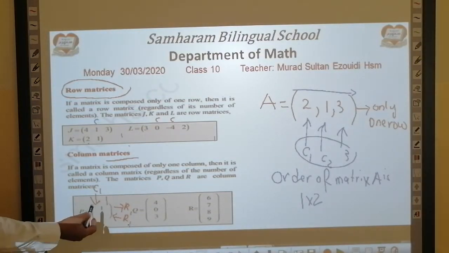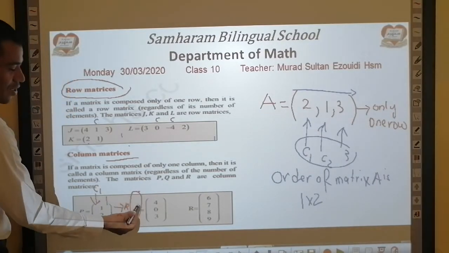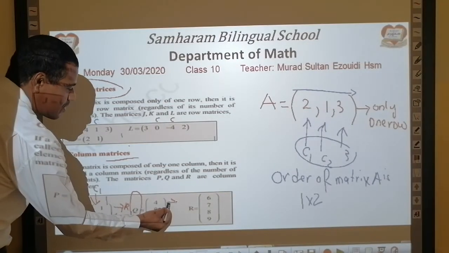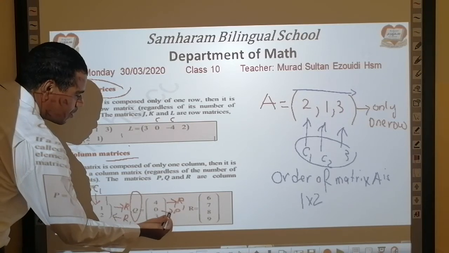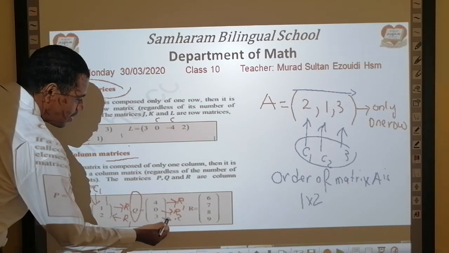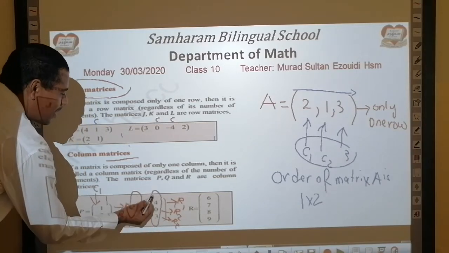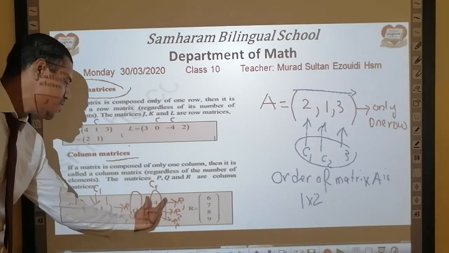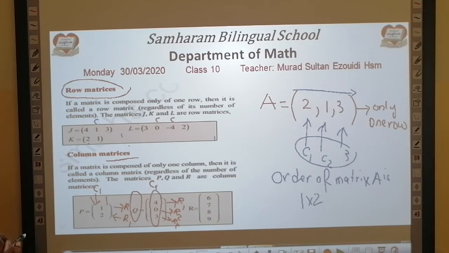The next one, the matrix Q, is also a matrix. It consists of how many rows? 3 rows, like this: R1, then this is R2, and this one is R3, but the columns is only one column. I will just label it C1. So the order of Q is the number of rows multiplied by the number of columns. So it will be 3 by 1.